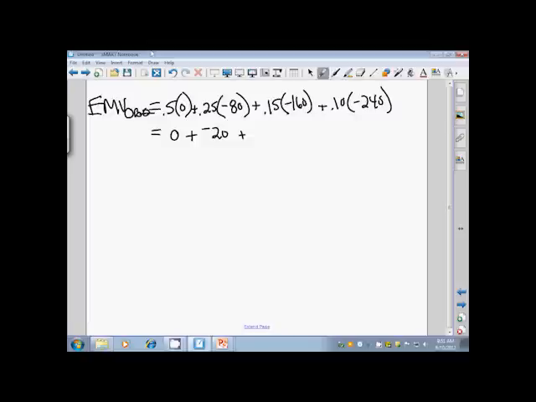0.15 times a -160, I got a -24, and a 0.10 times a -200 is a -24 also.